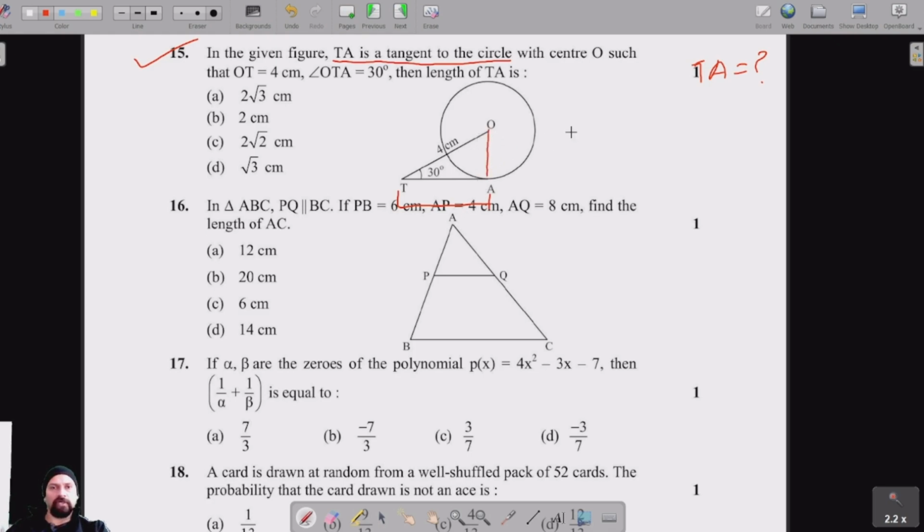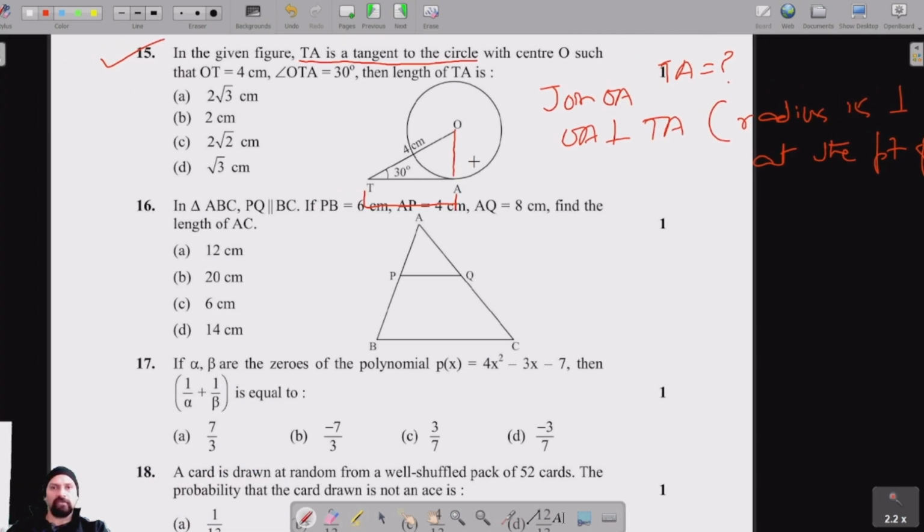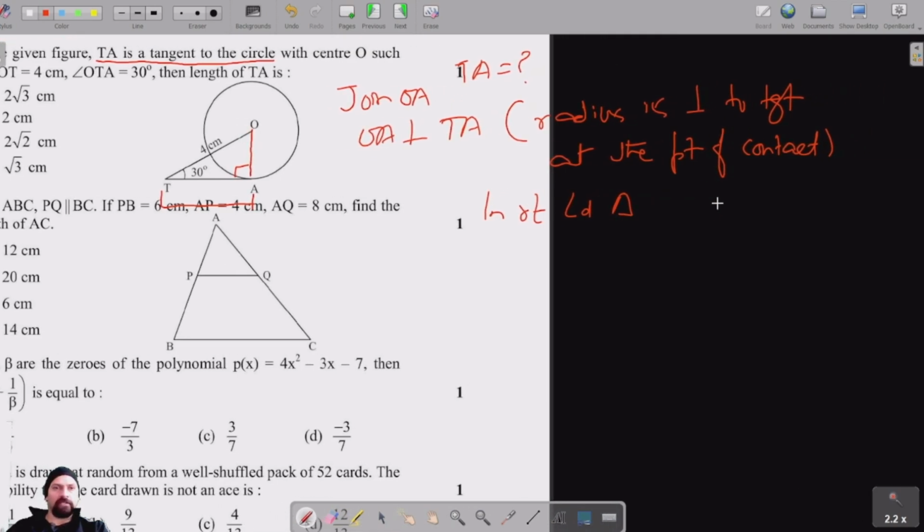So if we join OA, now OA is perpendicular to TA because we know that the radius is perpendicular to the tangent at the point of contact. So that means this is 90 degrees. So angle OAT is 90 degrees, and in this right angled triangle, that is OTA, we can use trigonometric ratios.